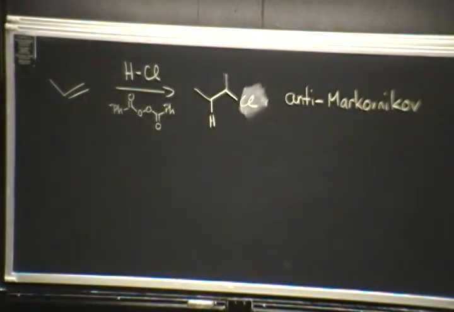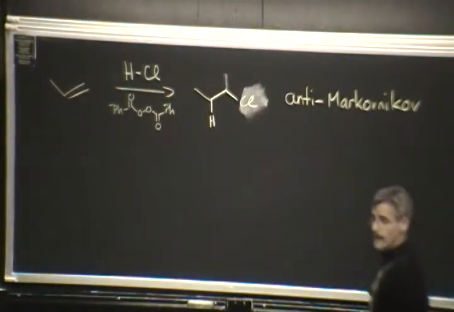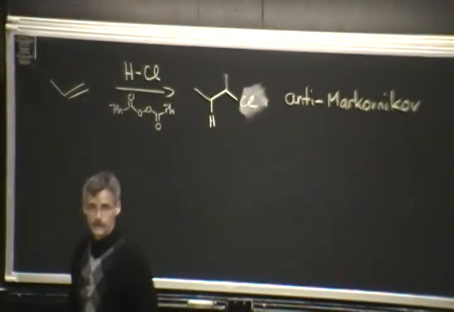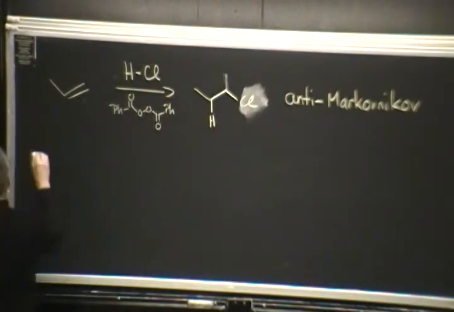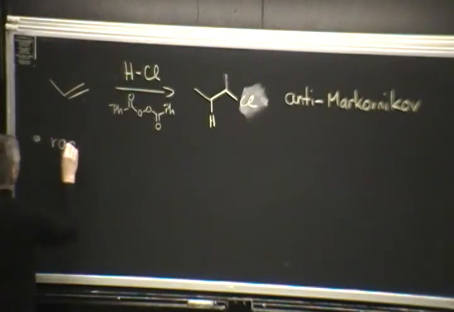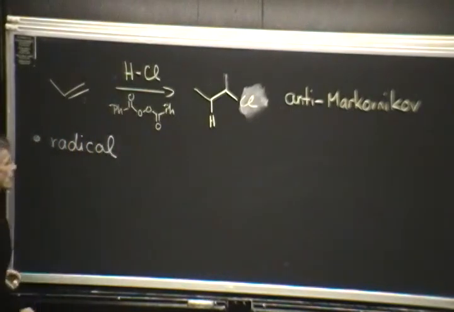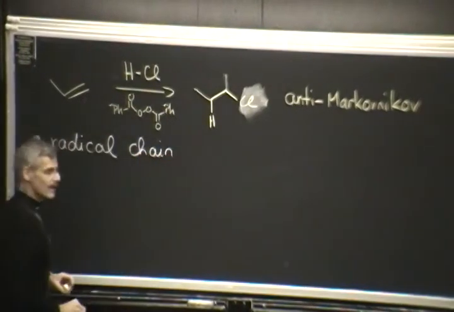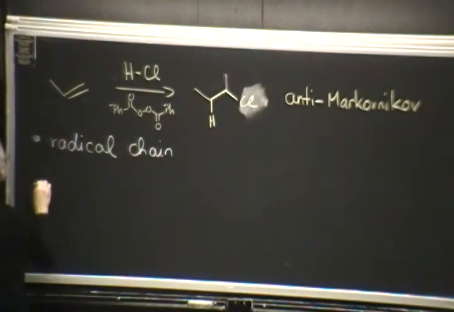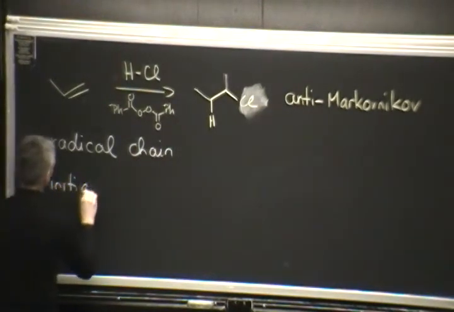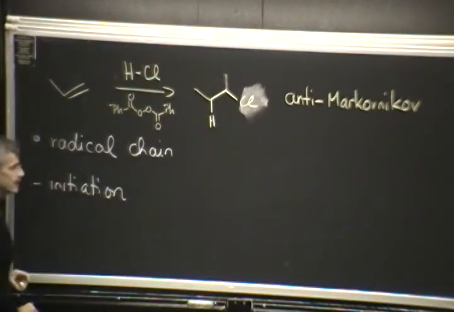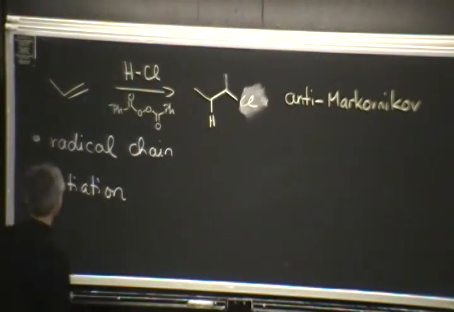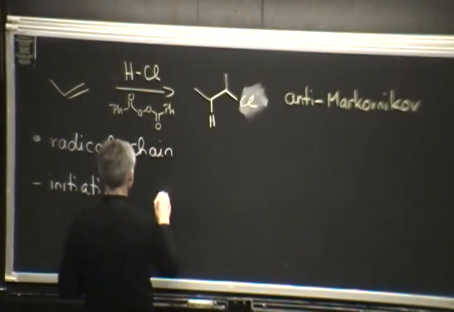Okay, so let's look at the mechanism. I already told you this is a radical chain. So this is different from the ionic addition, where you have carbocation intermediates. That was discussed on Tuesday. Make a note here that this is a radical chain mechanism, and that is the reason for the opposite regiochemistry in the addition. And like any radical chain, you have to have an initiation. The initiation starts with the formation of the first radical from the dibenzoyl peroxide.